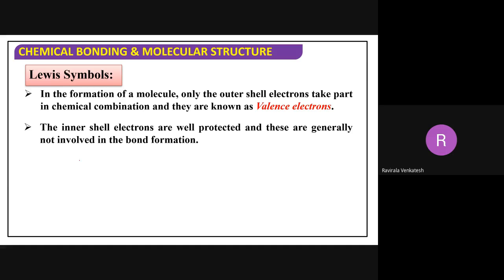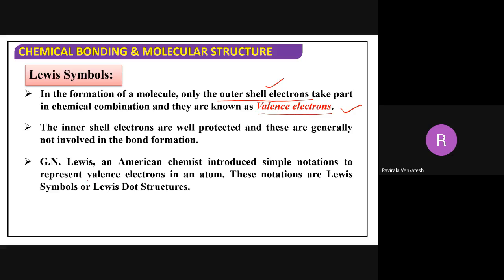Let me see the Lewis symbols also now. In the formation of a molecule, when you are writing the Lewis symbol, you have to represent only outer shell electrons. That means only valency electrons you have to show in the Lewis symbol. So what is the meaning of valency electrons? Outermost shell electrons. When you are writing the Lewis symbol, which electrons do you have to show? Valency electrons. Because they only form bonds. So that is the reason we have to show only that.